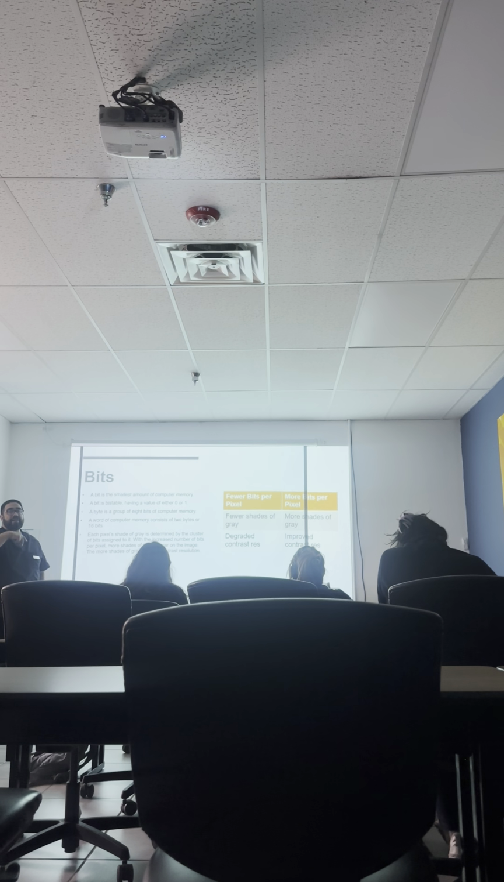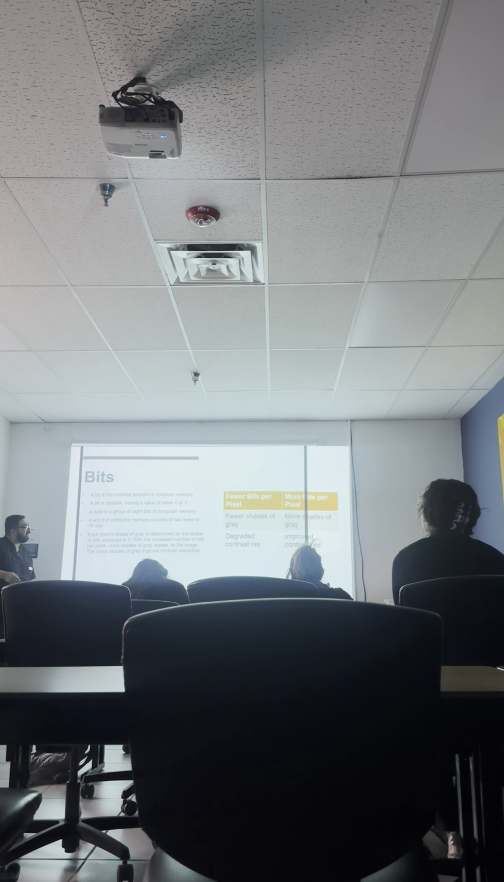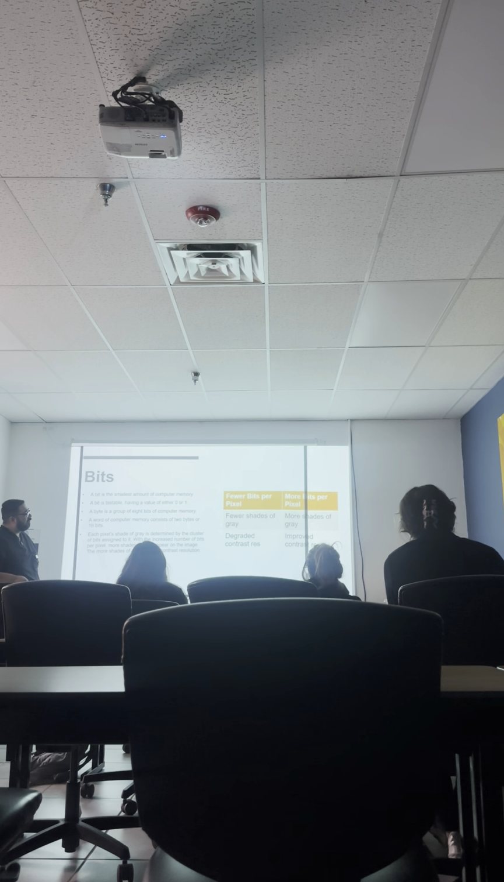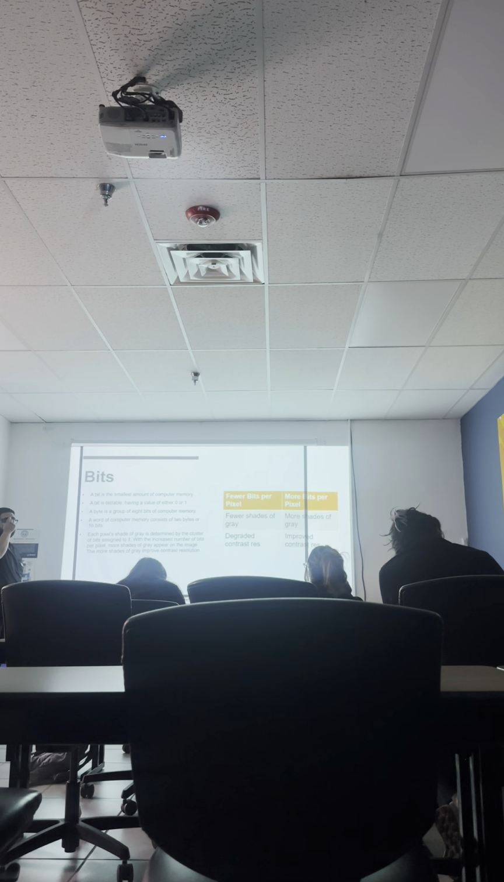How do we see different shades of gray on the ultrasound? What makes the different shades of gray? The different types of tissues, okay? So if we have a better contrast resolution, we can determine the different types of tissues. So we could say the more bits per pixel, the better the contrast resolution, because we have more shades of gray. So we want more bits per pixel. Does that make sense? If we have fewer bits per pixel, we have a degraded contrast resolution, fewer shades of gray.